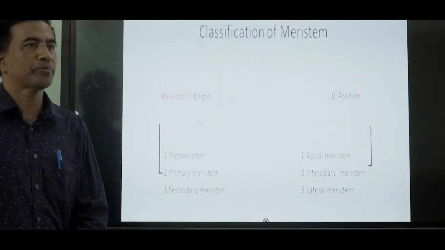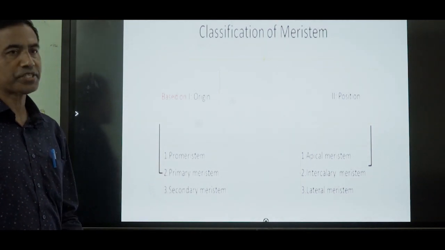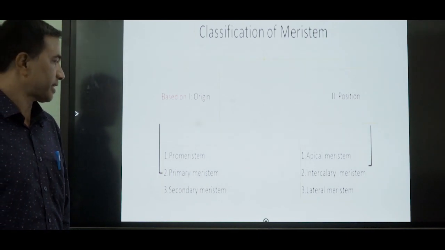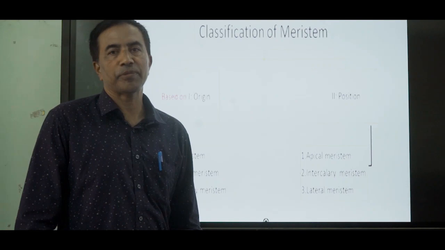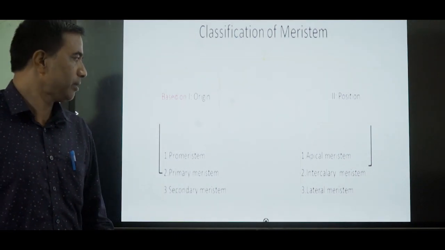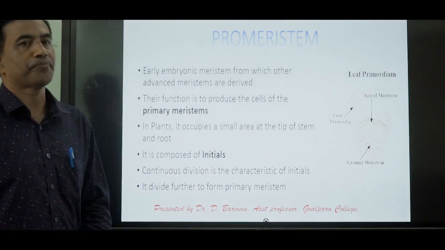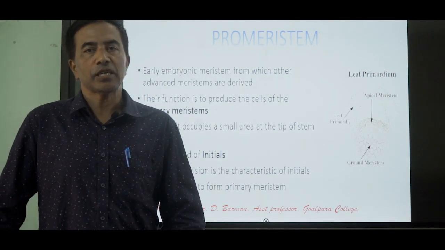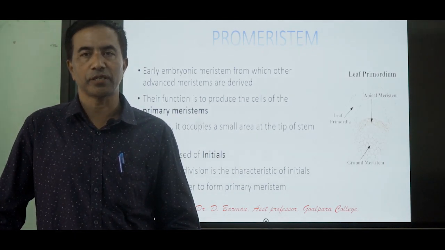This is the classification of meristemic tissue. Based on origin, we have promeristem, primary meristem and secondary meristem. And based on position, we have apical meristem, intercalary meristem and lateral meristem. So promeristem is present inside the embryo, that means inside the seed.